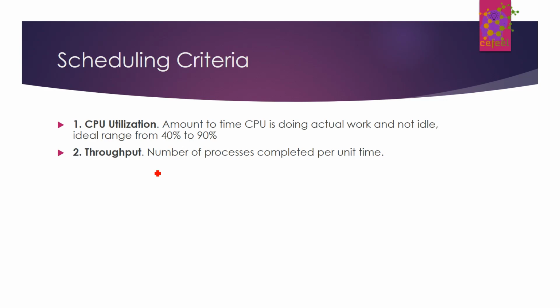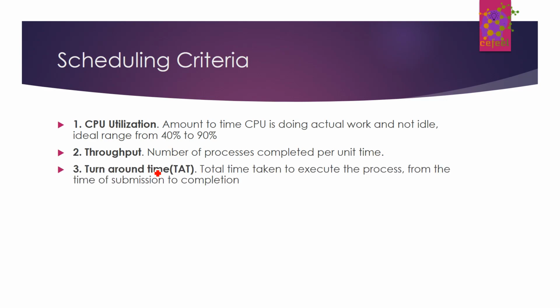The next important criterion is throughput. We always want the number of processes completed to be as high as possible, so we execute as many processes as possible as quickly as possible. So throughput is just a measure of the number of processes that are completed per unit time.